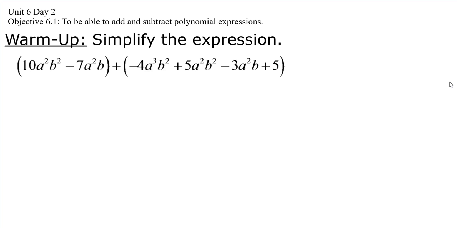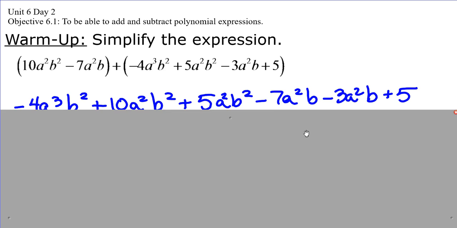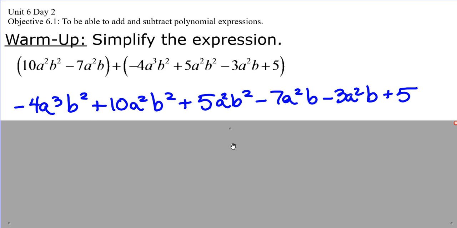Today's objective is continuing to be able to add and subtract polynomial expressions. So here, we want to simplify our expression that's given. Some of the tactics that we've talked about before is trying to group your like terms, and then you can work on the operation. Since we're adding here, we can take the elements and rewrite them and group those like terms together, and then perform the operation.